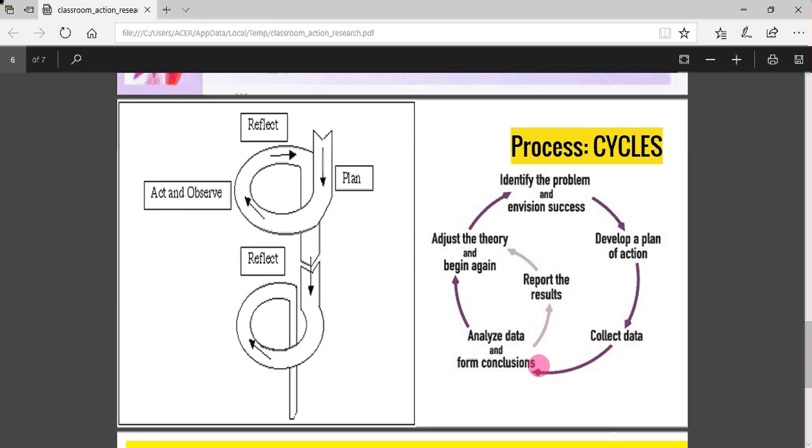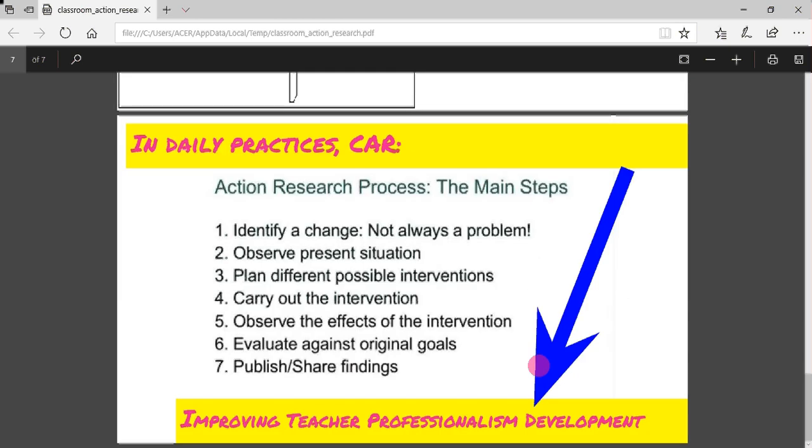Now, this is what I want to say: classroom action research in the daily practice of teachers has the main purpose of improving teacher professionalism development. The more teachers conduct research, the more capable and the more professional they are.